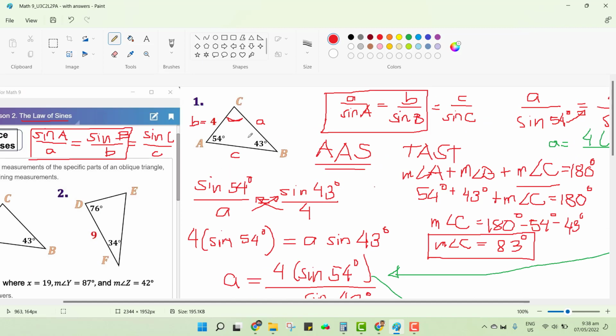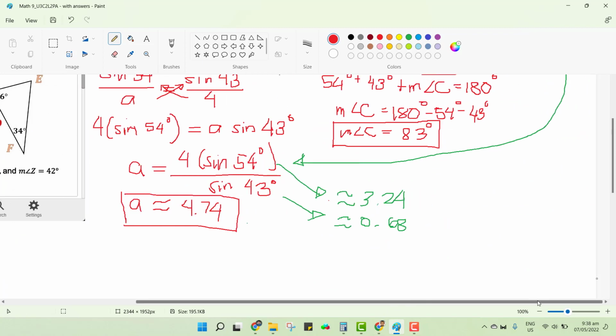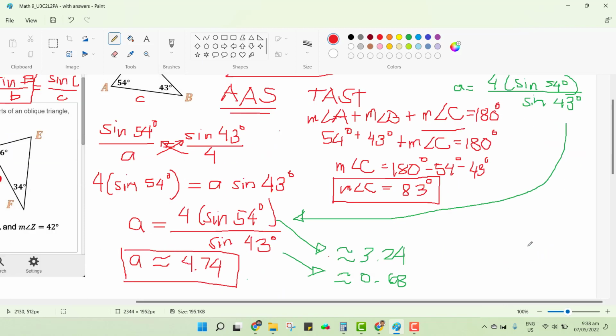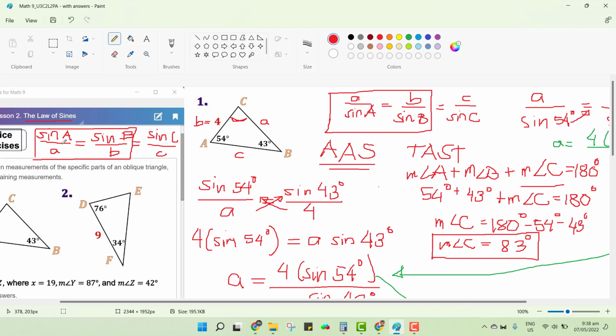So we have to solve the value of C, which is the last value here. You could pair any of the ratios here, but this is my hint for everyone. You could always use the pairing of sine A and side A with this ratio here to get the value of C if you would like to.